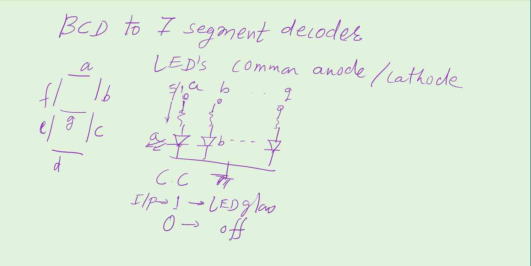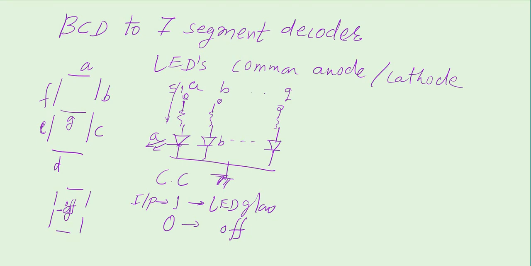So for example, if 0 is to be displayed, then only G will be off and all others will be on. So 0 will be displayed. To display 1, only B and C will be on this way.